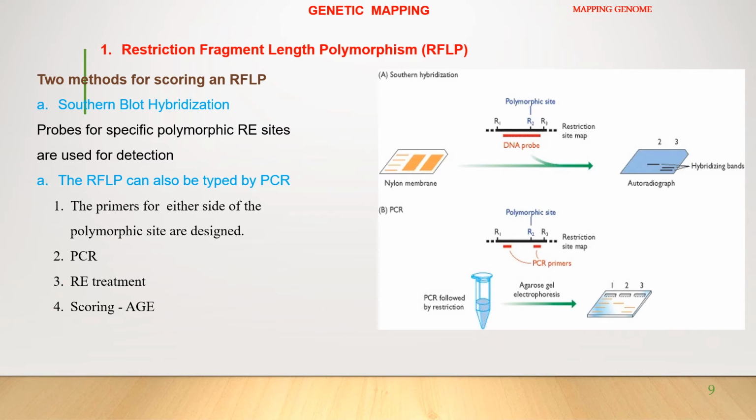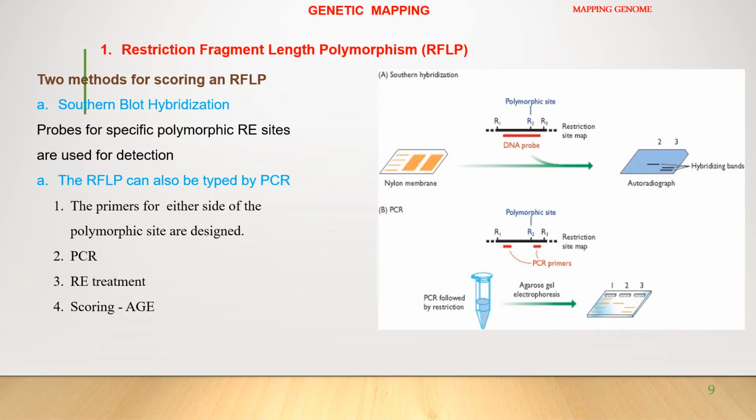In the Southern blot hybridization technique, the bands of DNA fragments on the gel are transferred to a nylon membrane. These are then hybridized with labeled probes designed for specific polymorphic restriction endonuclease sites. These are then visualized and scored.